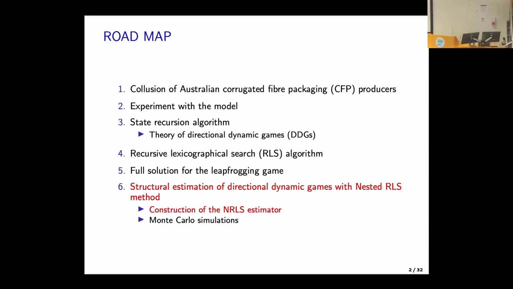Then we talked about how to generalize the backwards induction, right? If you have directionality of transitions through the state space. Then we talked about how to enumerate all solutions in these models with directionality. And that would lead us to the full solution of the leapfrogging game, and proving some theoretical results about the leapfrogging model. Now, let me talk about structural estimation of this.